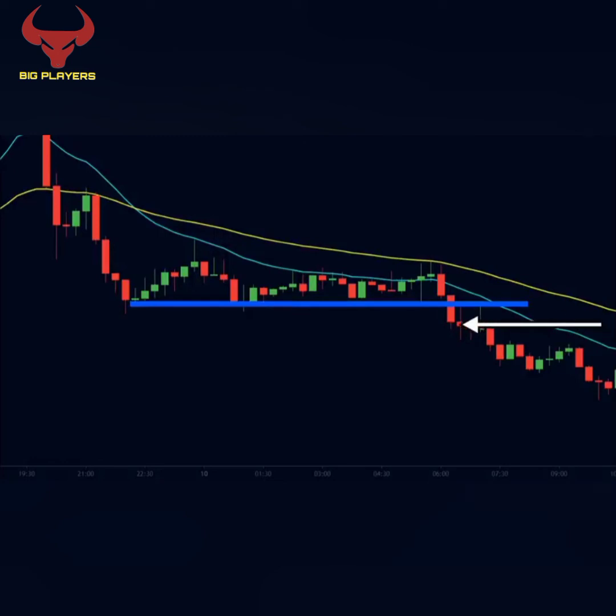So we enter on this candle as the price breaks below the recent swing low. We keep our stop loss above the 20 EMA and place our targets at 1.5:1 risk to reward ratio. As you can see, we made profits on this trade as well.